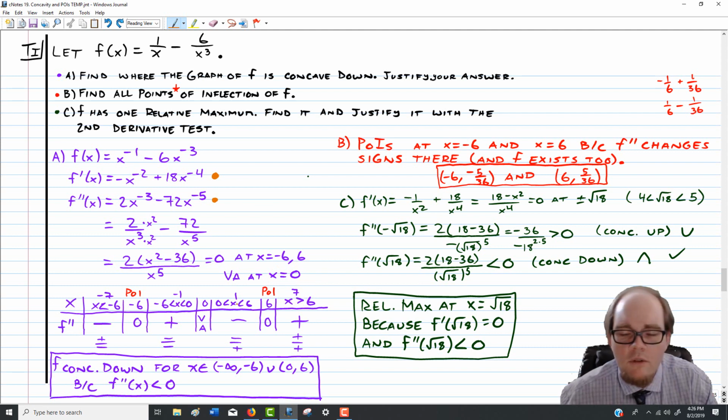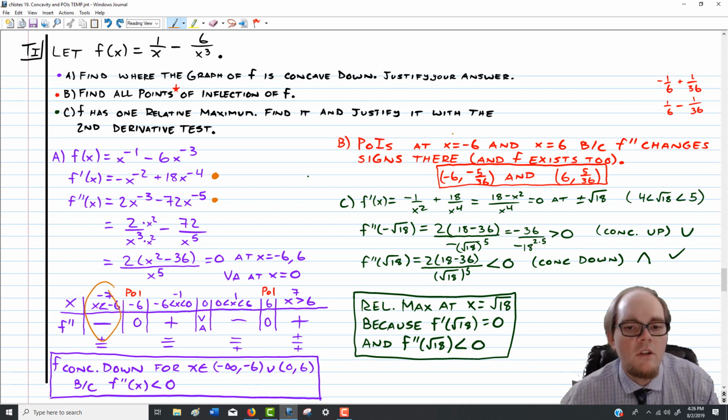So when I set up my second derivative sign chart, I had to break it up at -6, 0, and 6. And then I went through and checked the sign from this simplified version because it was easier to plug into. Turns out it's concave down for values smaller than -6 and between 0 and 6, because of course the second derivative is negative there.